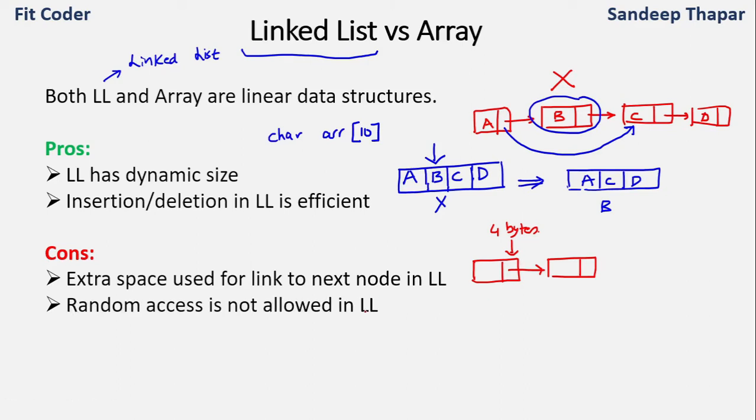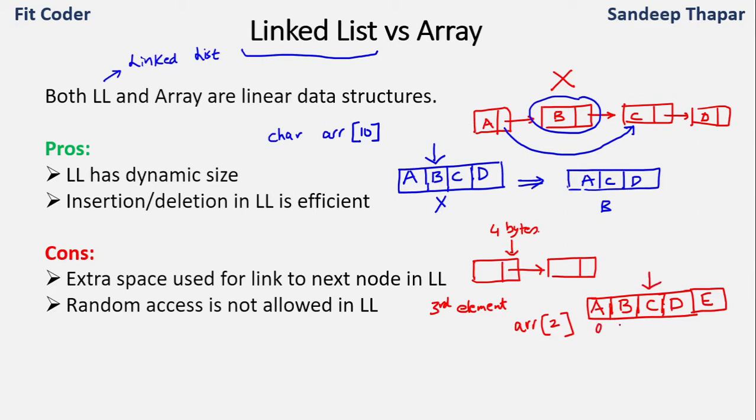Second, random access is not allowed in linked list. Let's say you're given an array and you have to find out what the third element of the array is. In array it is very easy. If this is the array, we can simply do array of 2, and this will point us to the third element, because this is 0, this is 1, this is 2, this is 3 and this is 4. So the third element of the array is C. So in array we can directly access any index. So random access is allowed in array.